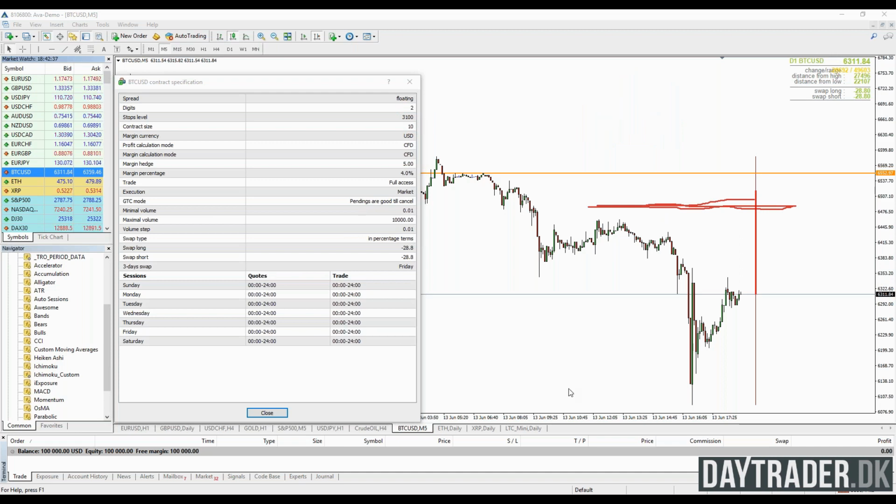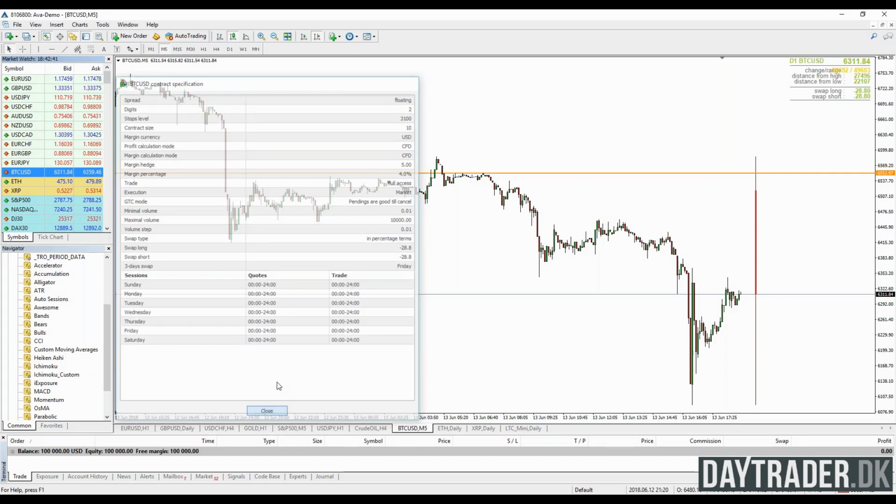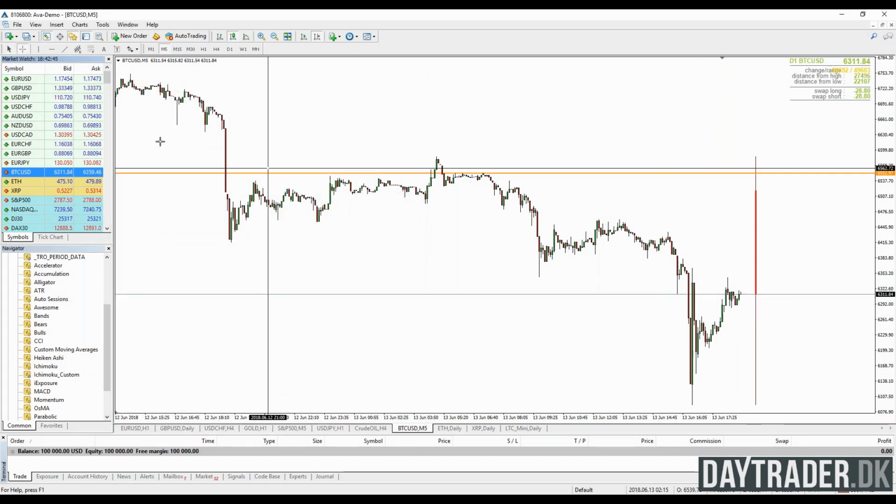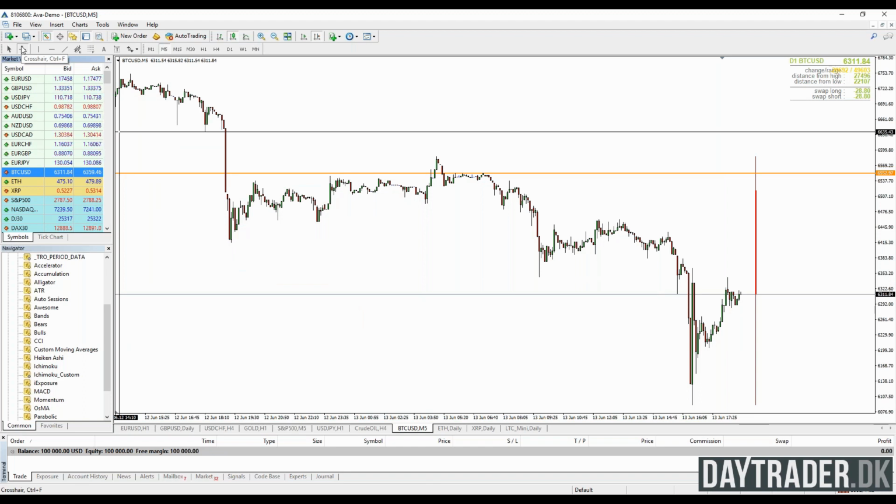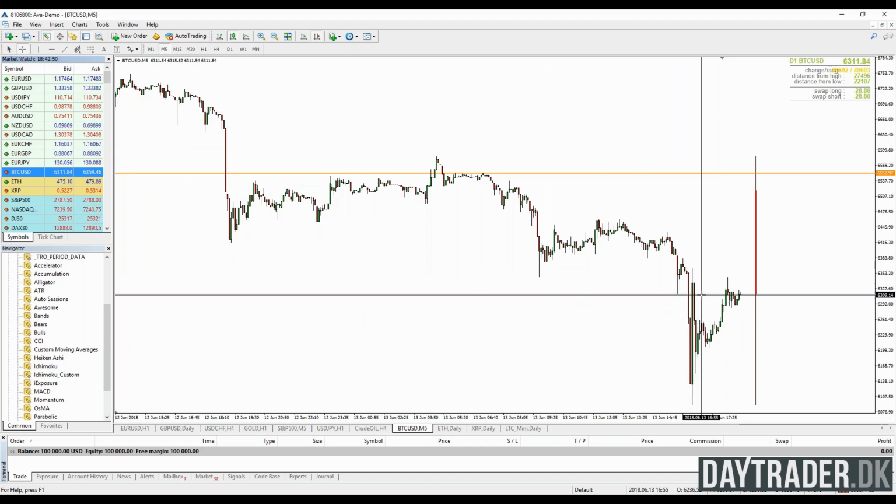If I trade one lot and I know 1 point costs me 10 cents, how much will I risk? I go here, I click on the crosshair, I click to the actual price and I click where I want to put the stop loss. Now the price I see is about 17,000 and every point is 10 cents. So if I trade one lot, I would risk $1,700 in one trade.